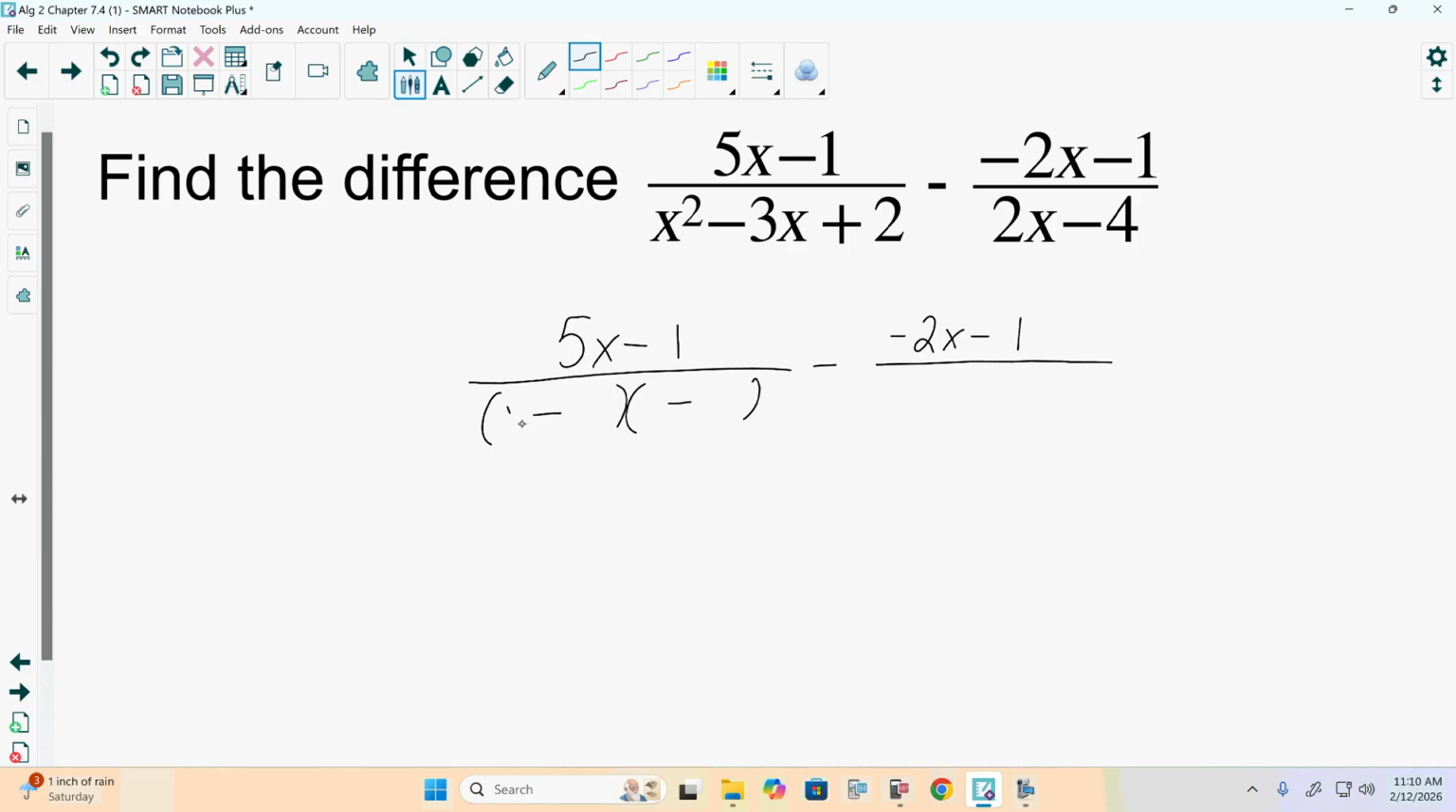Factors of x squared, x and x. That's the only factors for x squared. And the only factors of 2 are, well, 1 and 2. And if we check this, x times negative 2 would be negative 2x. Negative 1 times x is negative x. Negative 2x minus x, negative 2 minus 1 is indeed negative 3. So that is the correct factors. On the other denominator, 2x minus 4, there's a greatest common factor of 2. And we factor it out, we get 2 times x minus 2.